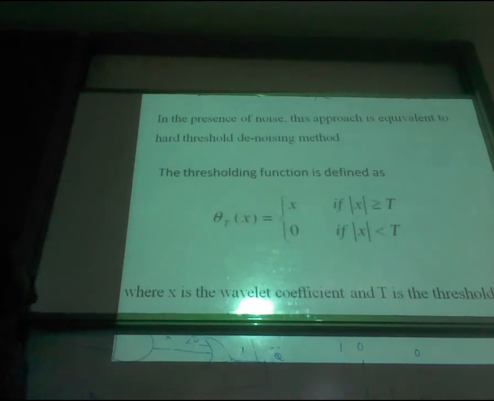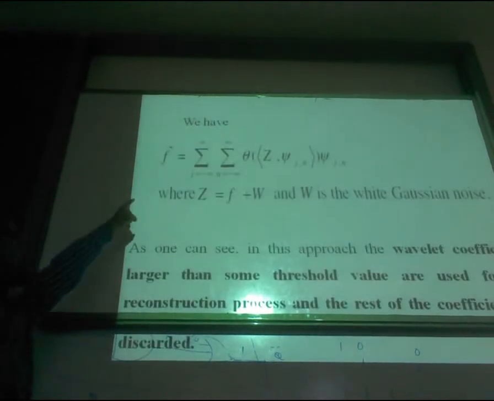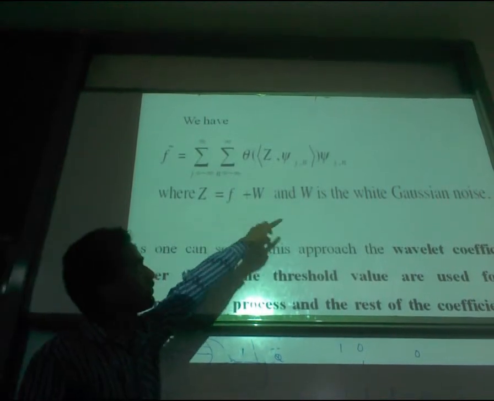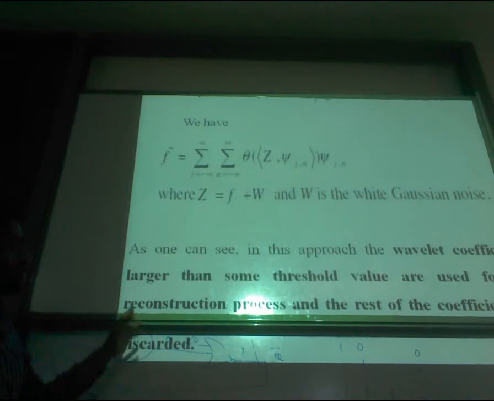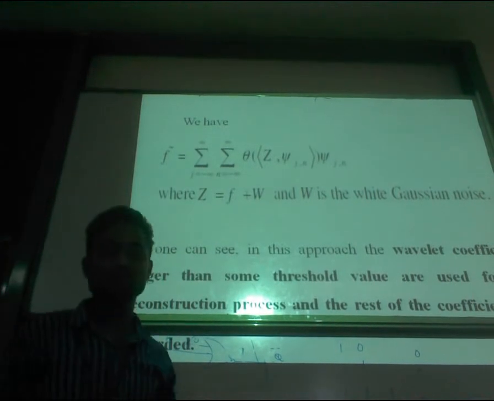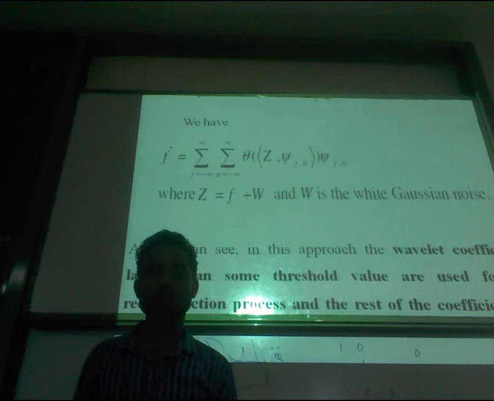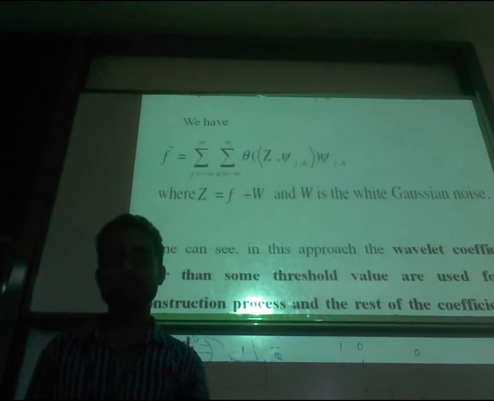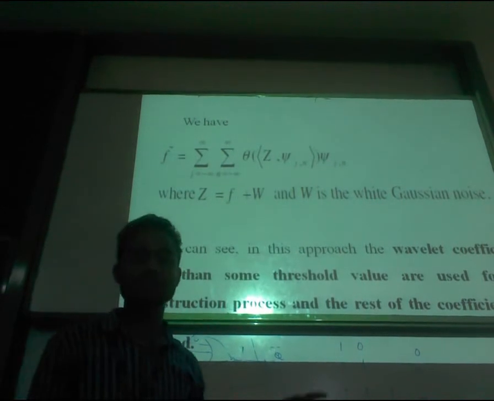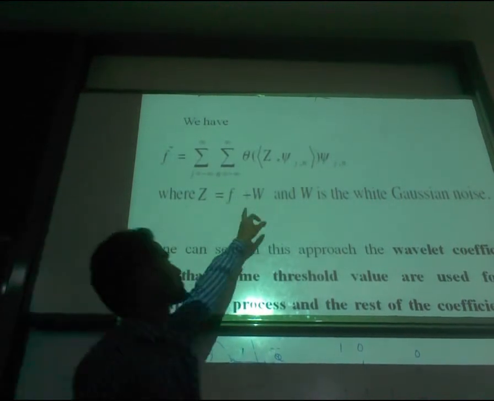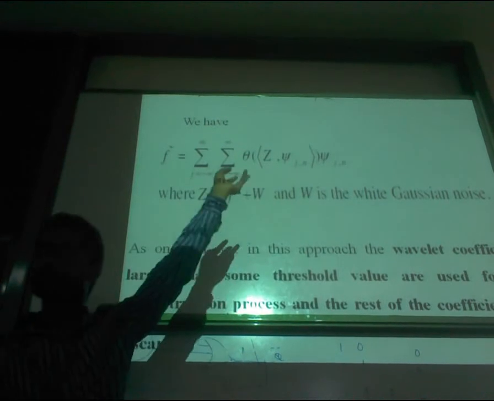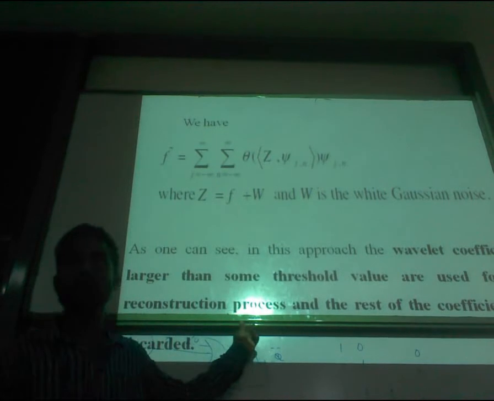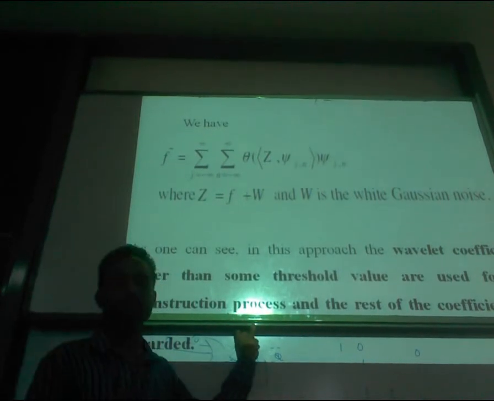Next, we have this f function, that is the Gaussian function, where z is equal to f plus w, where w is the white Gaussian noise. Now one can easily see from this equation that in this approach the wavelet coefficients larger than some threshold value are used for the reconstruction of the process, and the rest of the coefficients are very small. In this equation, w, that is the Gaussian coefficient, is very small, so one can neglect that, and in this way we can remove the Gaussian noise by this technique.